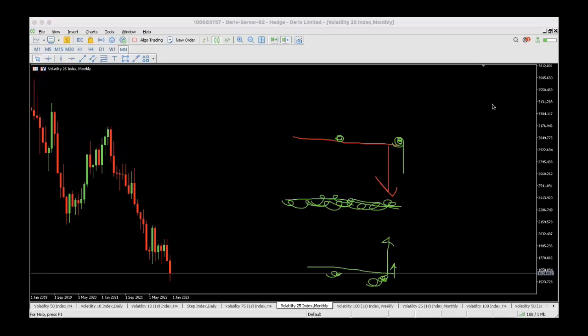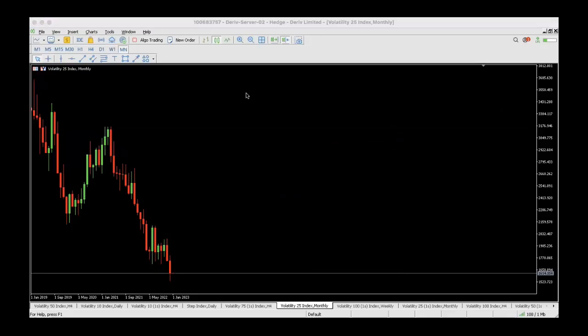Okay, so now we're just going to do some top-down analysis. We're going to talk about how we pinpoint this supply and demand coming from the higher time frames until we get to a time frame where we can execute. This is a very brief session. I just want to show you that it does not have to be complicated. It is very easy. Okay, all right, so over here we would ideally be starting on the monthly time frame.